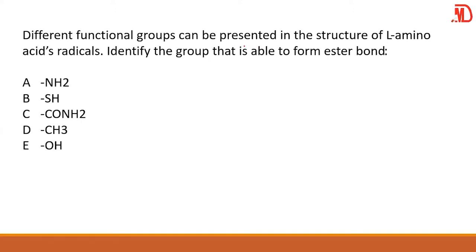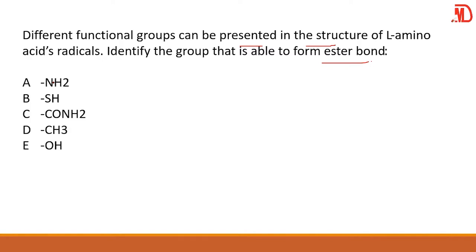Different functional groups can be presented in the structure of L amino acid radicals. Identify the group that is able to form an ester bond. In other words, if you want to form an ester bond, which one of these will you use? And before you can get that, you need to know what an ester bond is. So what then is an ester?